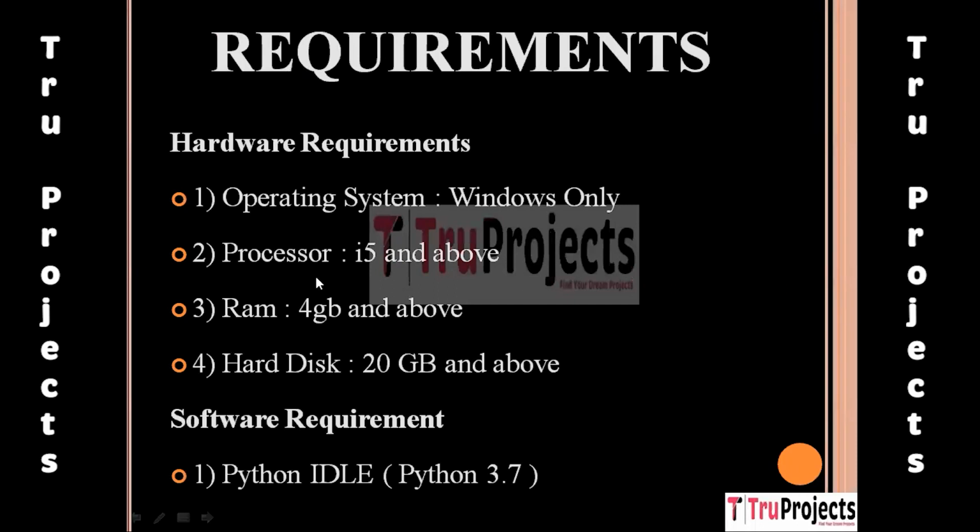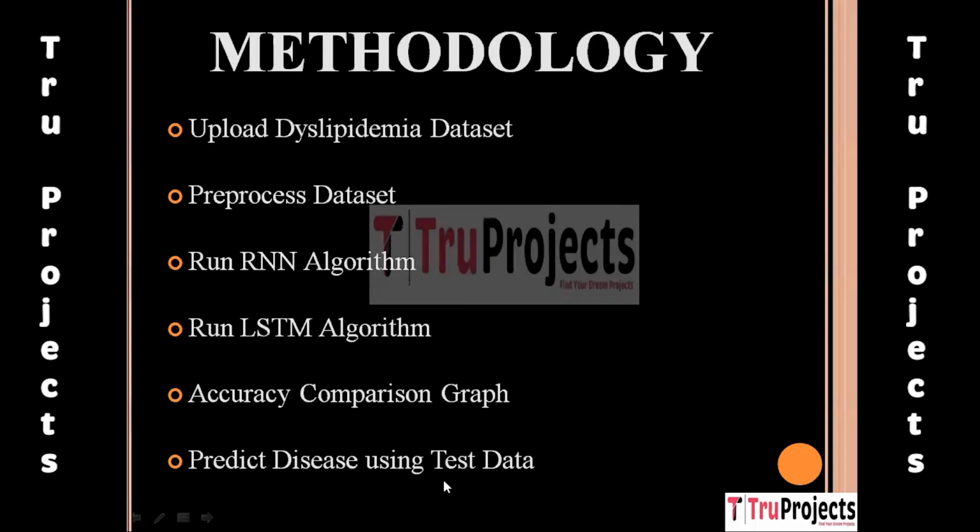Requirements. These are the requirements needed to execute this project. Hardware requirements: operating system of Windows, processor of i5 and above, RAM of 4GB and above, hard disk of 20GB and above. Software requirements needed are Python IDLE of Python 3.7 version. To execute this project, we have designed the following modules.